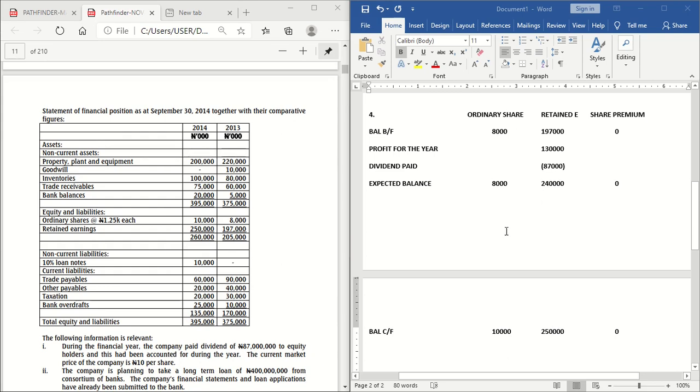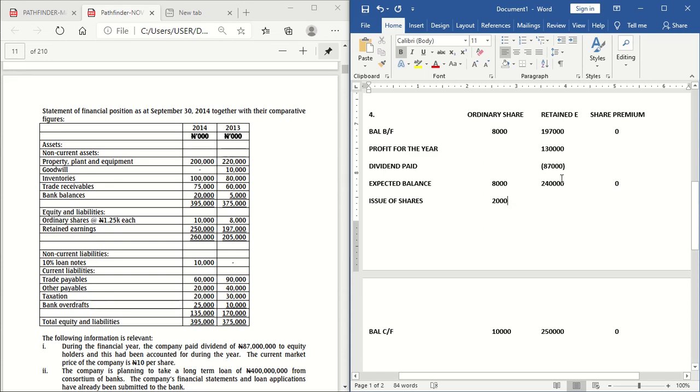But look at something. For my ordinary shares to increase from 8,000 to 10,000, something must have occurred. It can only increase if there is an issue of shares during the year. So this is a way they code questions. They won't tell you something happened, but you have to use your intuition. So in this case, the difference we will call our issue of shares under ordinary shares, which is 2,000. But whenever you issue your shares above par value, issuing it above par value will result in a share premium.